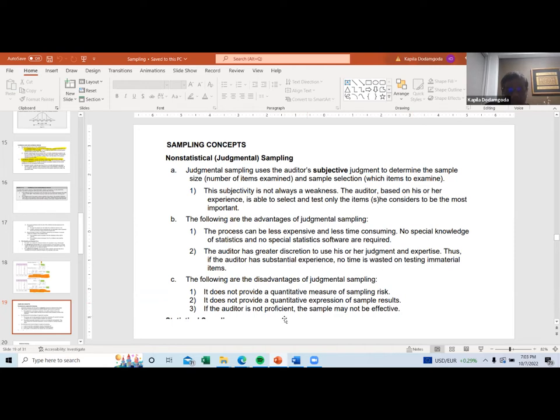At the same time, if the auditor is not proficient, the sample may not be effective. If it is the right auditor with the right experience who has the right judgment, then it can even be better than statistical sampling. However, if the auditor is not competent enough, then this system may not work. So this is what you mean by non-statistical or judgmental sampling, and the positives and negatives of judgmental sampling.